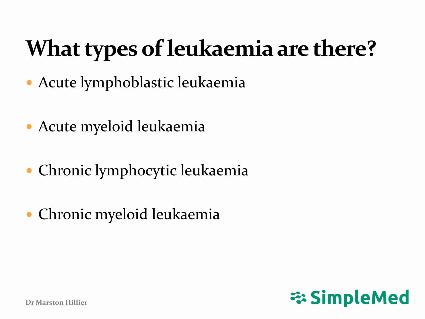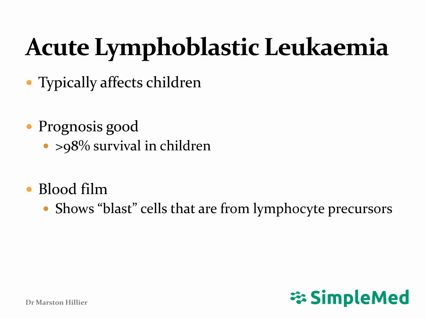Today what we're going to do is talk about each of these conditions in turn and hopefully try to understand a little bit about each condition. Let's start with acute lymphoblastic leukemia, or ALL. Acute lymphoblastic leukemia, or ALL, classically affects children. Unusually for cancers, it has an excellent but not perfect prognosis, with nearly 98% survival with modern chemotherapy techniques.